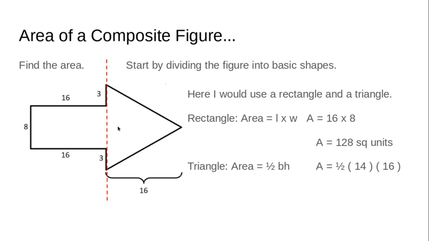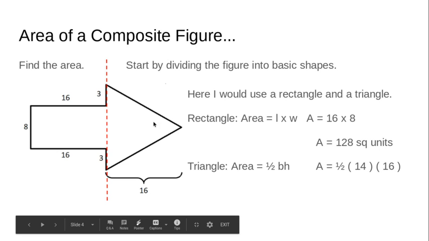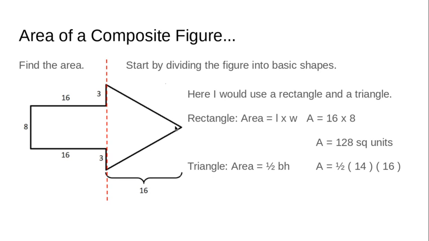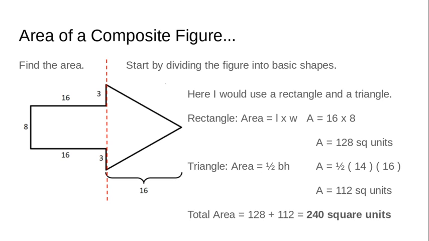Then the height of the triangle is the 16 that's marked down here. But this would be our height of 16. So 14 times 16, and then we need half of that. That would be 112 square units. Then we're going to add those two together, and we get 240 square units total for our composite figure.